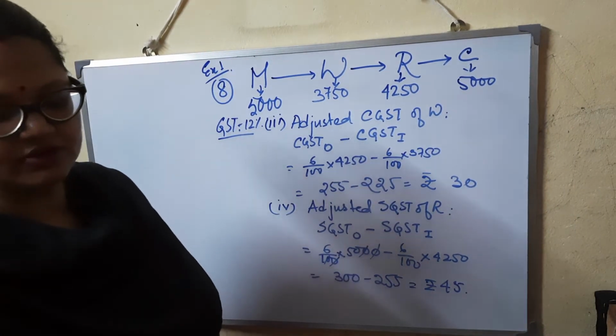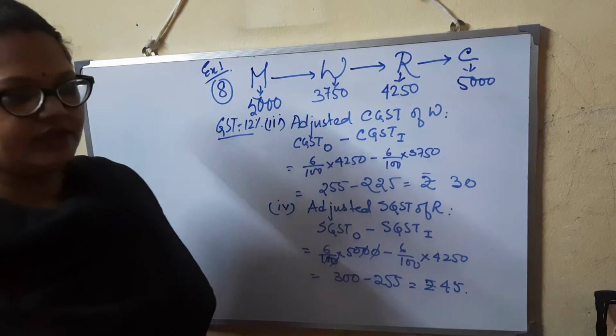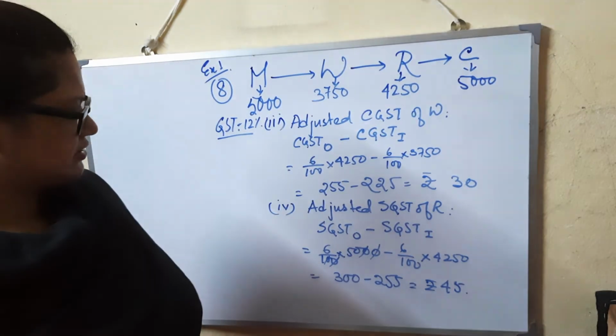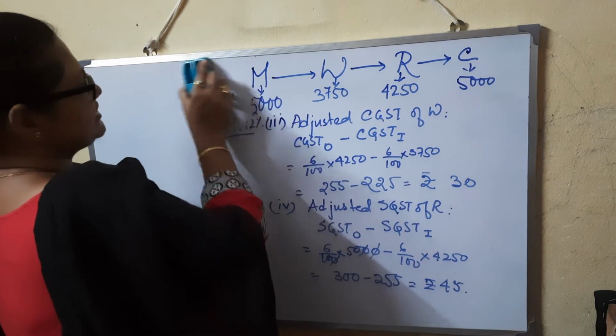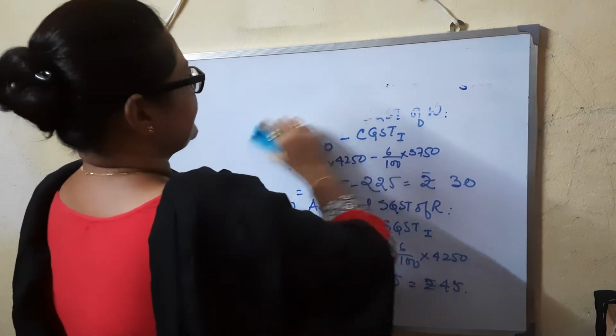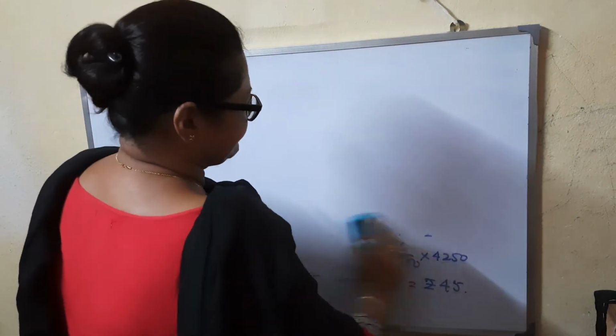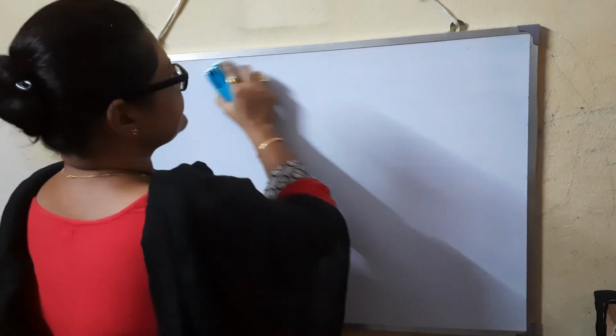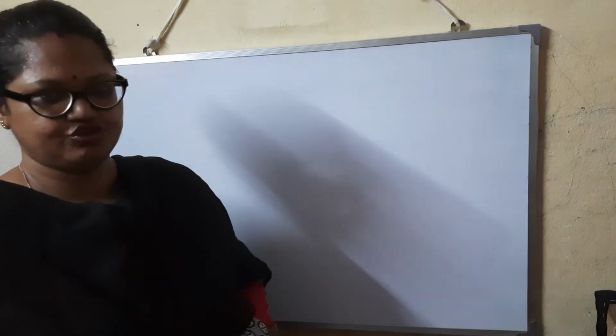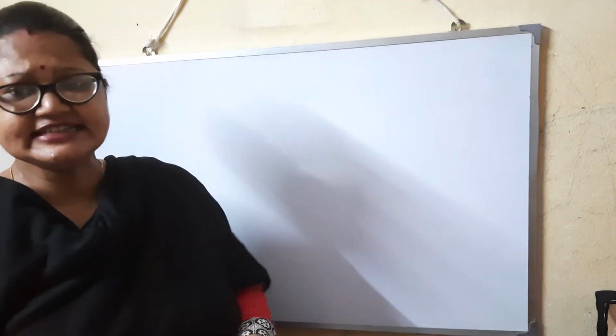So here goes your sum. I suppose you people have understood this. Now let's move on to the next sum, and that is an interstate sum. This was intrastate, that means within the state, and the next sum which I am going to show you will be interstate, that means among different states.